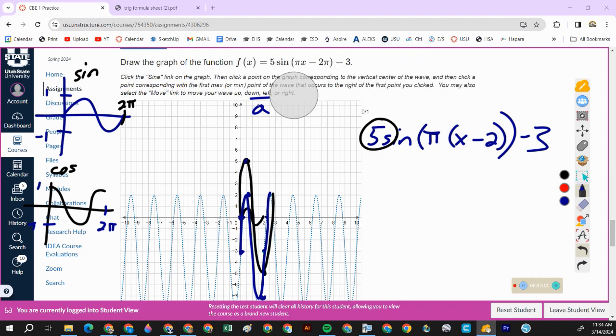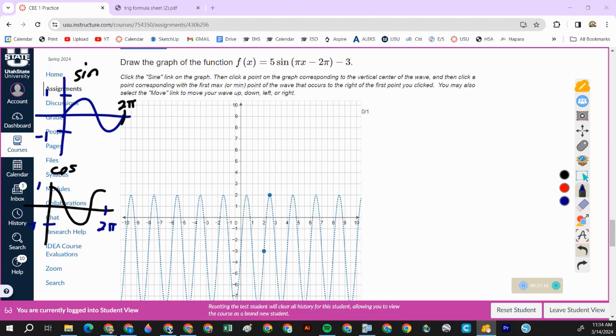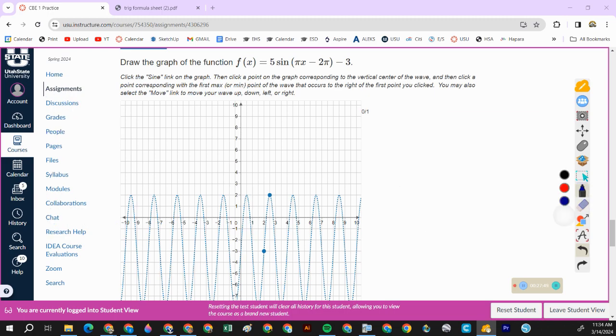Okay, how does it want you to graph this? These are always a little bit weird. Click a point on the graph that corresponds to the vertical center. So I'm going to pick this as my vertical center. And then click a point corresponding to the first maximum or minimum point of the wave that occurs to the right of the first point you clicked. So from here, what is the first maximum? Right there. If you click those 2 points, then it will draw a sine curve for you. Okay, let's switch over to the other test.